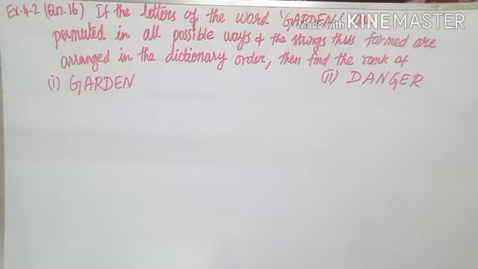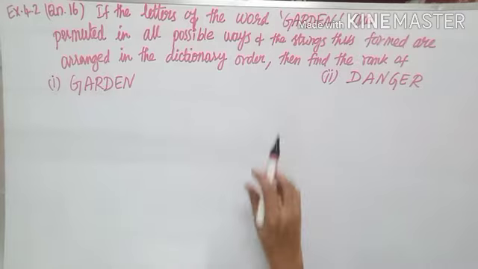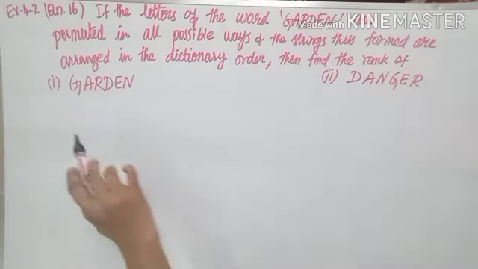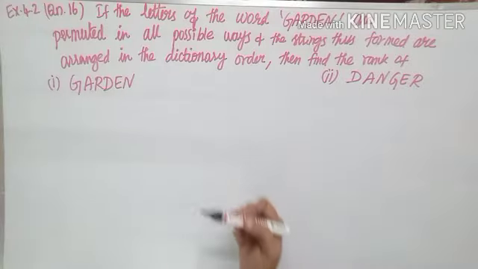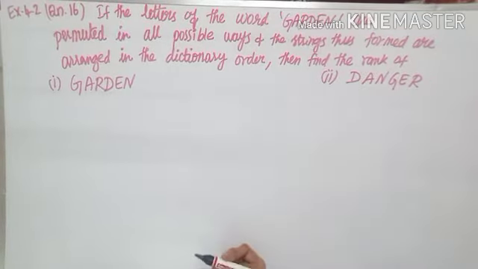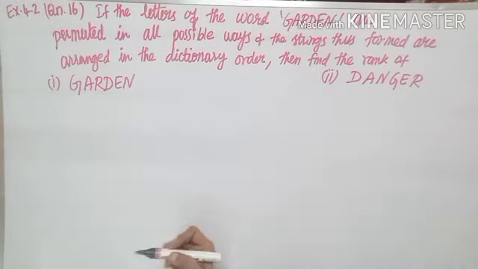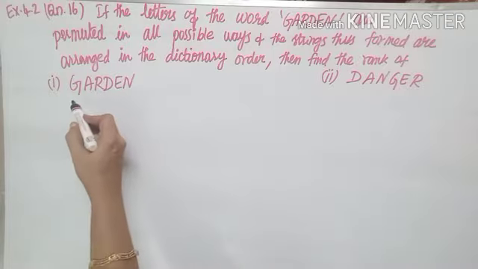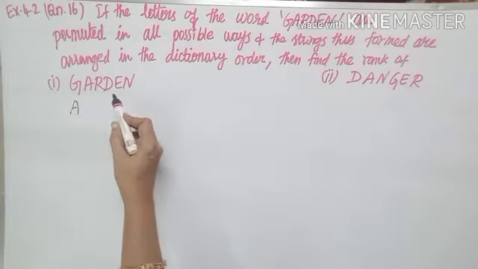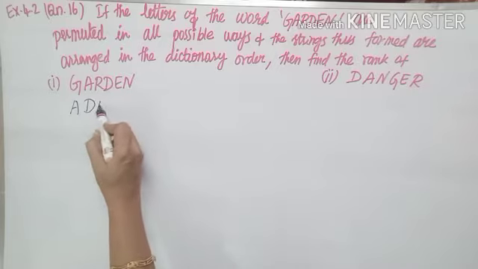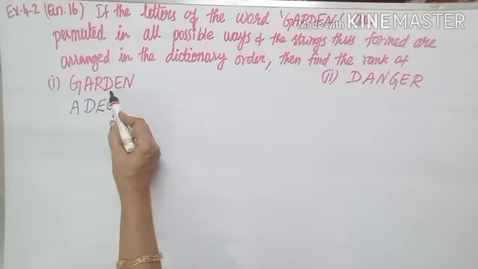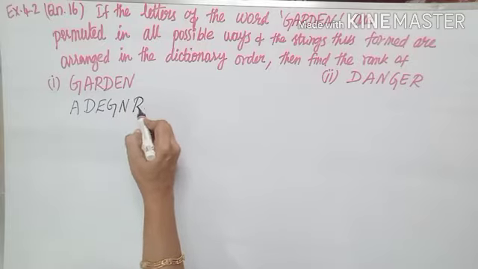Exercise 4.2, question number 16. If the letters of the word garden are permuted in all possible ways, the strings thus formed are arranged in the dictionary order. Then find the rank of garden. So in a dictionary, we arrange in alphabetical order. Whatever word is given, our first step is to write it in alphabetical order. That is A, then D, E, G, and then N, finally R.